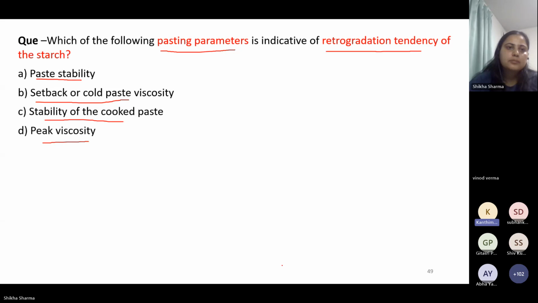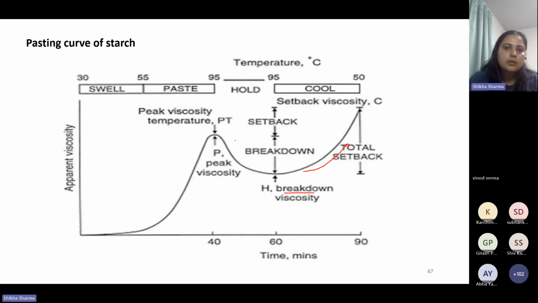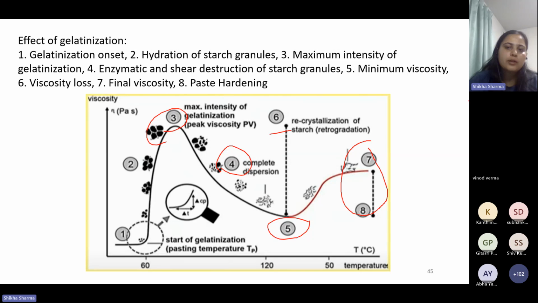Ma'am, peak viscosity. Peak viscosity. Ma'am, setback viscosity, ma'am. Okay, setback. Peak viscosity is this one, setback viscosity, and retrogradation happens somewhere here, right? Decrystallization of starch and retrogradation.